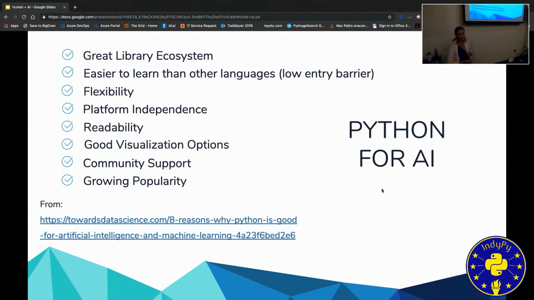Python is an easier language to learn than many of the other languages, so there's a low entry barrier to learn it and get into it. It has a lot of flexibility, so you can code in notebooks, you can script things, you can use it as an object-oriented programming language. You can use it in a lot of different ways. It's platform independent, so you can use it on a Mac, Linux, a Windows machine, and 21 other kinds of operating systems.